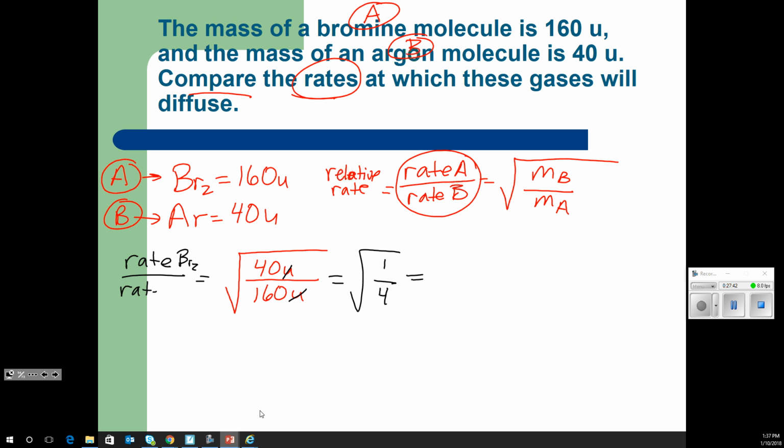Anybody got an answer on that? Square root of 1/4. Yeah. Okay, 1/2, which would be 0.5, right? So basically, if it's 1/2, then I can look and say, okay, compared to bromine, argon is twice as fast, because it'd have to be twice as big down here to get 0.5, right? 1 divided by 2. So the rate of argon is twice as fast as bromine. I don't know what the speed is, but it's twice as fast. So that's what this law gives us. There are no units on this. The units would cancel.